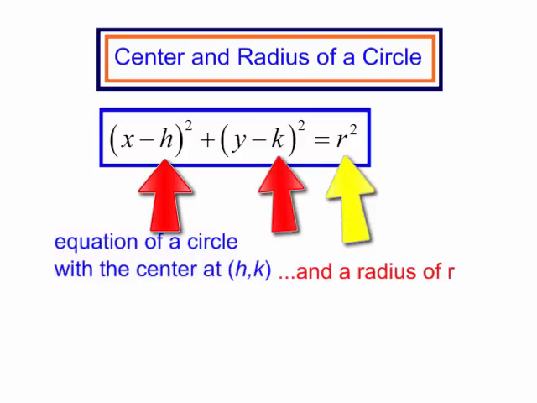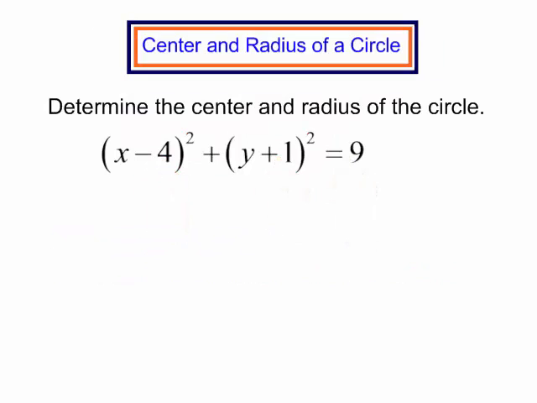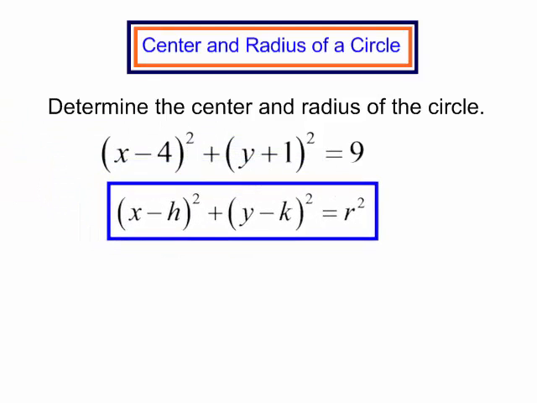Let's get started. Determine the center and radius of the circle. (x − 4)² + (y + 1)² = 9. Now let's compare this with our equation for a circle. I do see that h is 4. In the second parentheses, it doesn't quite match up with our equation.